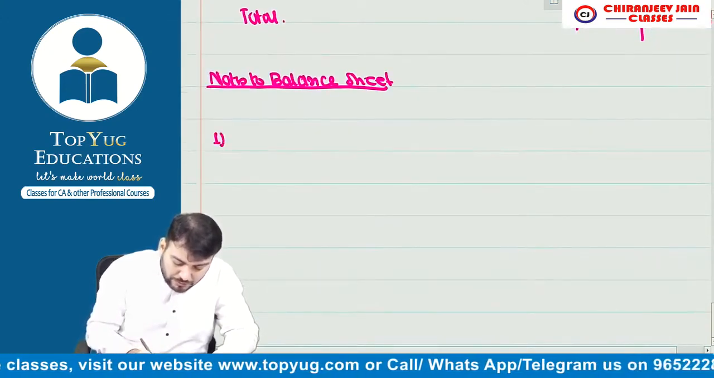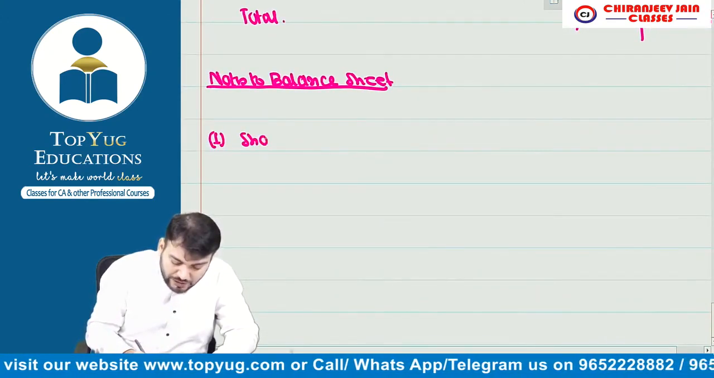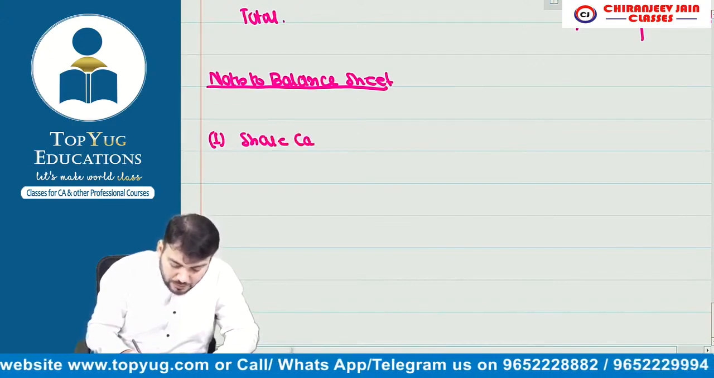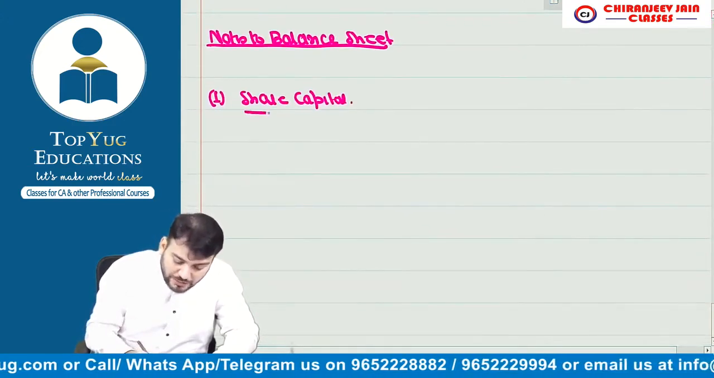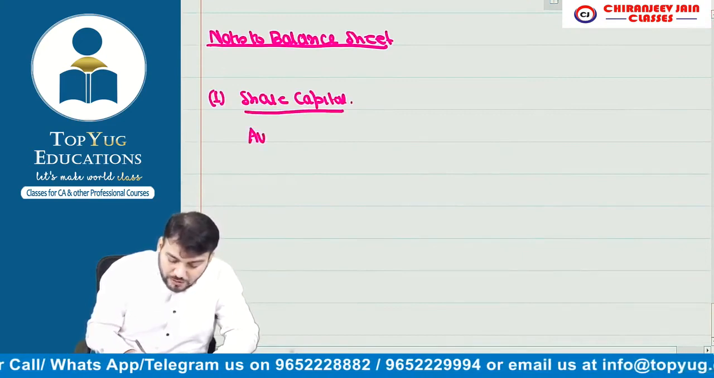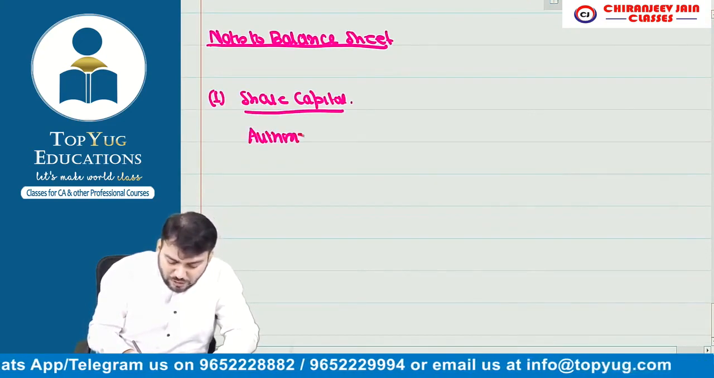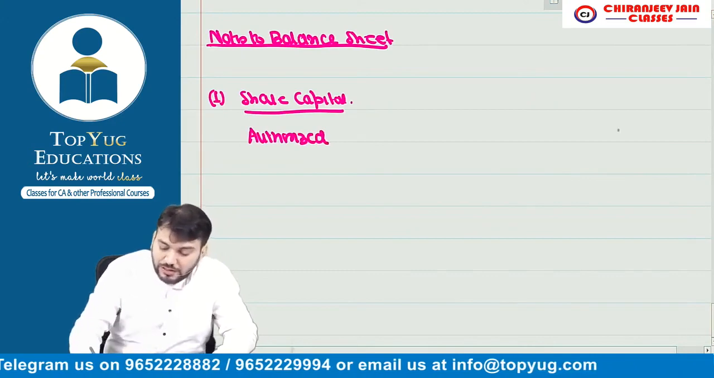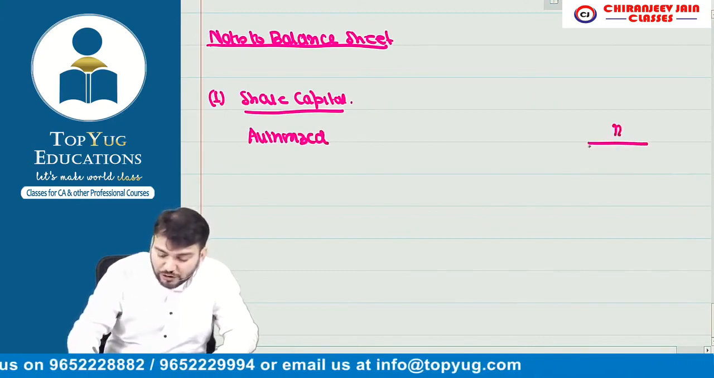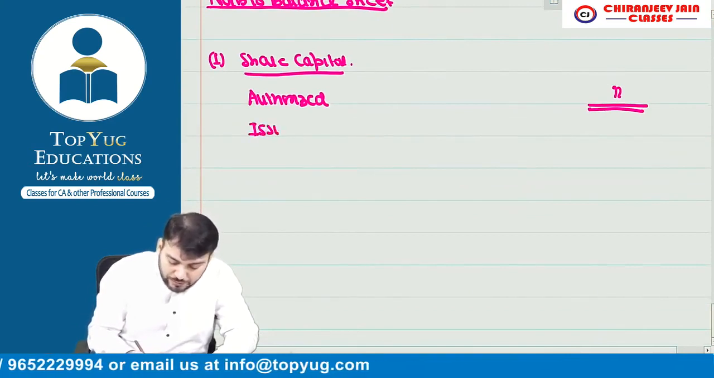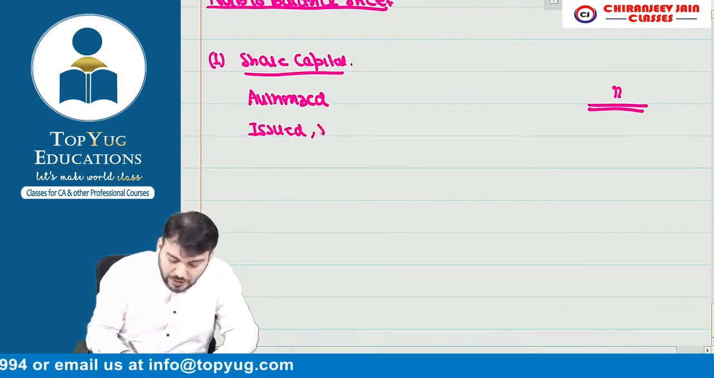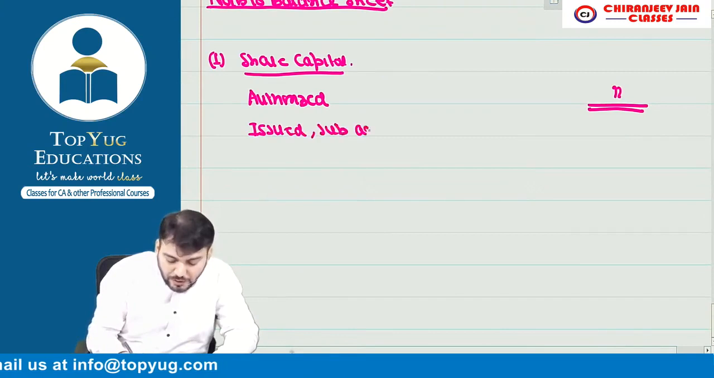So note number 1 is for share capital. They have not given authorized. So if authorized is not given, there is no need to mention authorized, only write down the information is not given. Okay, then we write down issued, subscribed and paid up capital.